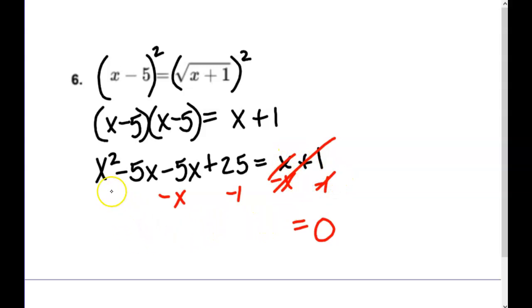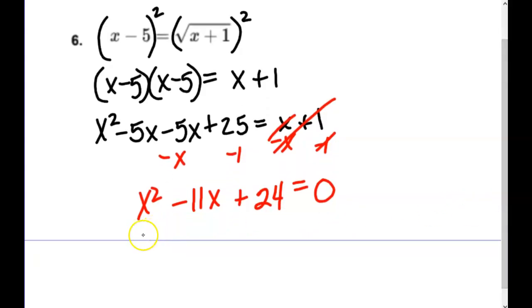What did I end up with over here when you simplify all that? Minus 5x minus another 5x minus that 1x would be 11. Is that right, guys? And then 25 minus 1 back there is plus 24.